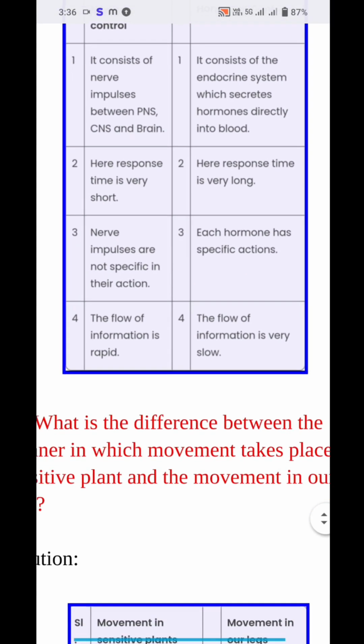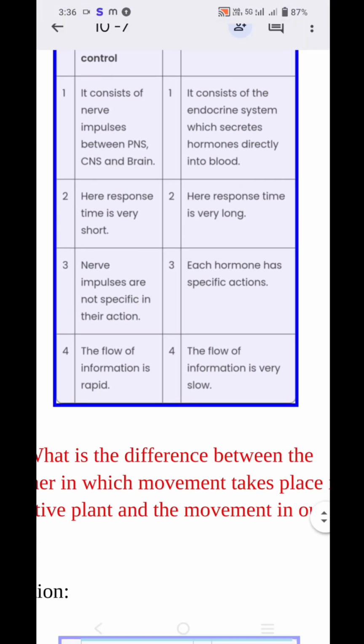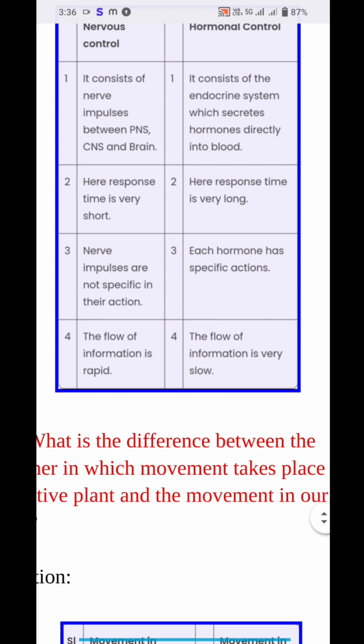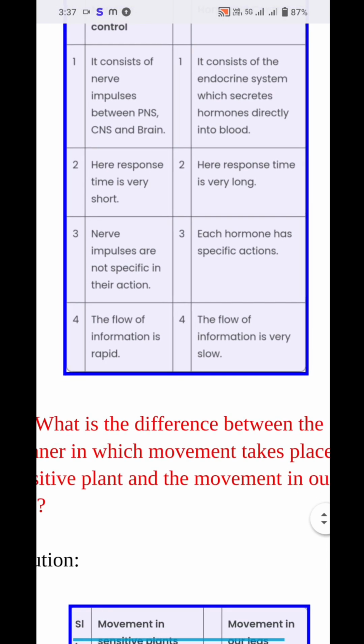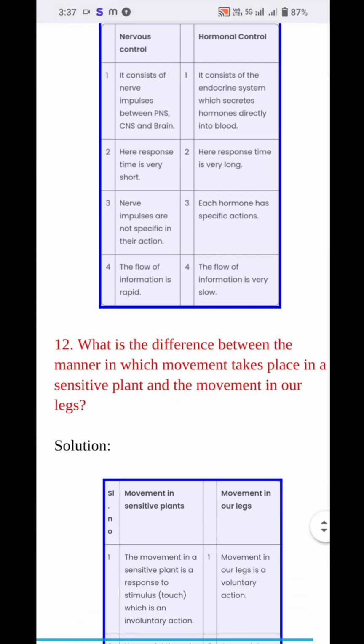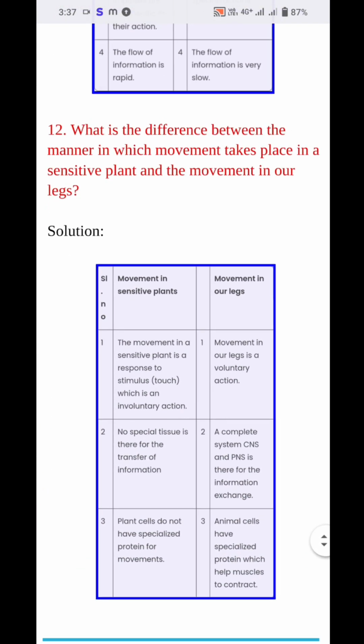Nervous control: nerve impulses are not specific in their action. Hormonal control: each hormone has a specific action. Nervous control: the flow of information is rapid. Hormonal control: the flow of information is very slow.